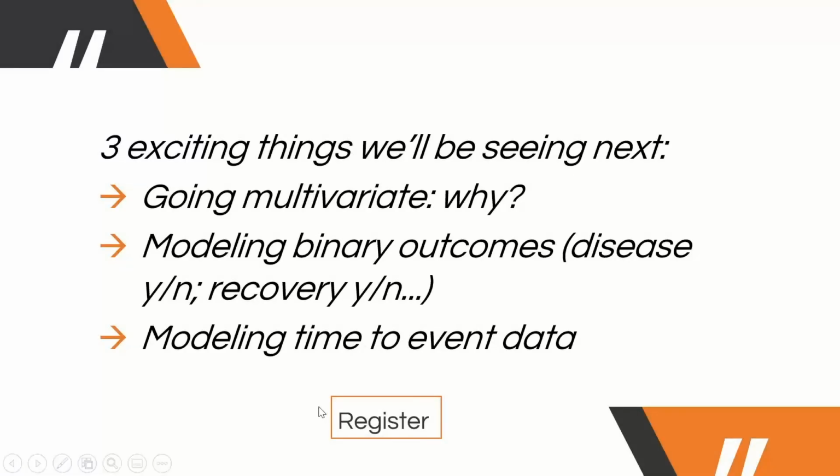What are we going to see tomorrow? Three exciting things we'll be seeing next. First, going multivariate. We're going to investigate the effects of several independent variables on one specific variable. Why is it interesting to do so? Then we'll see a case of how to model binary outcomes using several independent variables. How to model, for instance, the disease, yes or no, the recovery, yes or no. Then, at last, we'll be investigating survival analysis, or how to model time to event data.